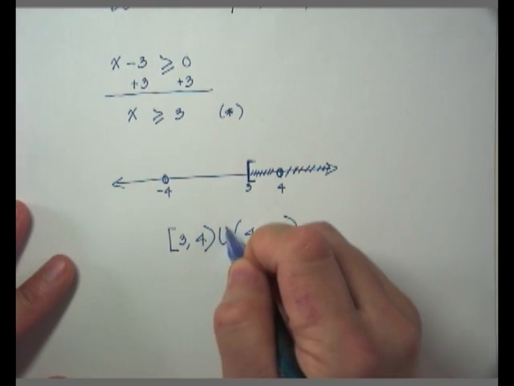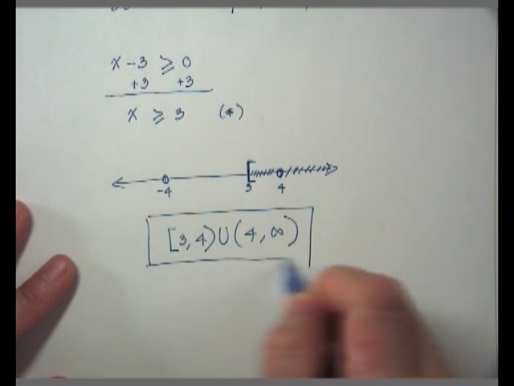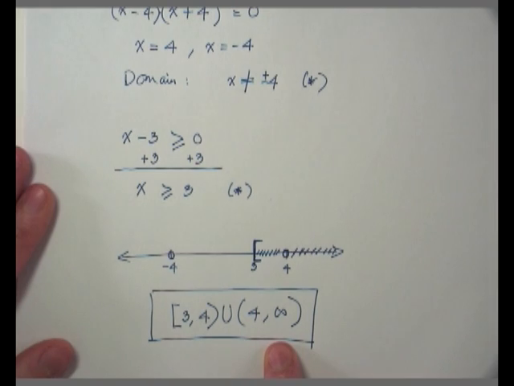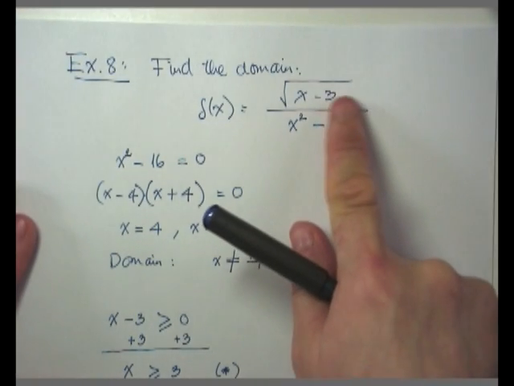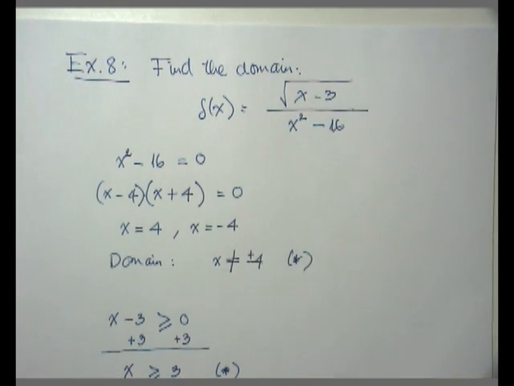And now we take a union of these two. And there is your domain in interval notation. And so once again, this is the domain in interval notation for the function square root of x minus 3 all over x squared minus 16.